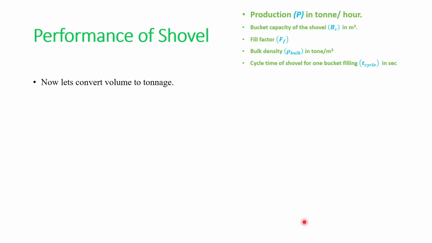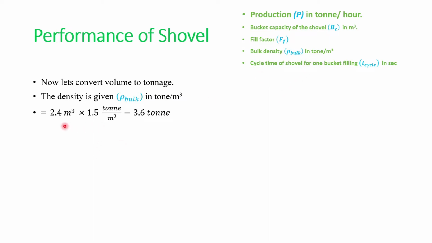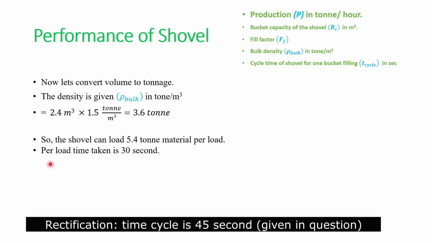Now let's convert volume to tonnage. We have the bulk density here. Multiplying the density with the volume, the meter cube cancels and the tonnage will be 3.6 ton. So the shovel can hold 3.6 ton of material per load. The time taken per load is 45 seconds, as given in the question. The time cycle is 45 seconds.